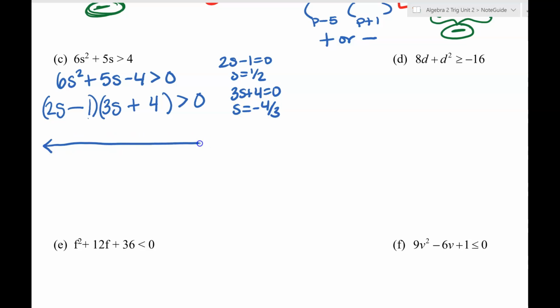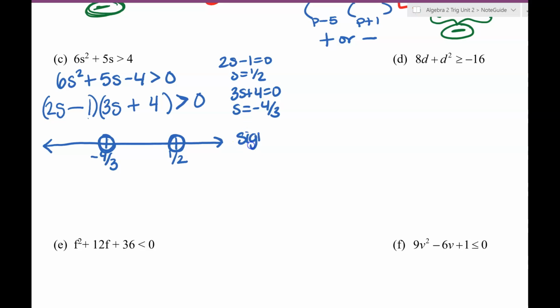So the key values, or the places where I know this would be equal to 0 and then switch from possibly being negative to positive, are at -4/3 and 1/2. I don't want to be equal to 0. It doesn't say equal to in the inequality. So these are important points, but they are not part of my answer. And now I'm going to do that sign analysis.